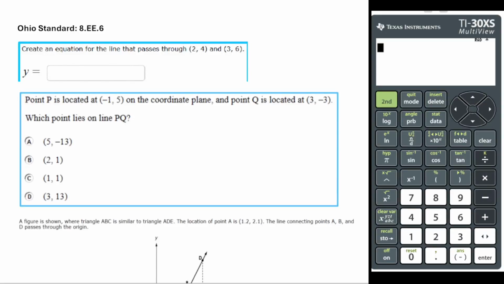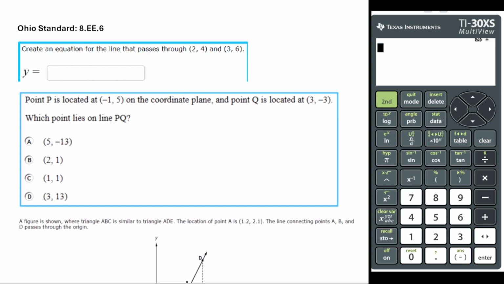All right, everybody, we are back for another Ohio State test review lesson. Today we are working on standard 8.EE.6. This has a lot to do with finding slope algebraically and using that to find equations of lines or find points that lie on said lines. Okay, so we're going to get right into it.